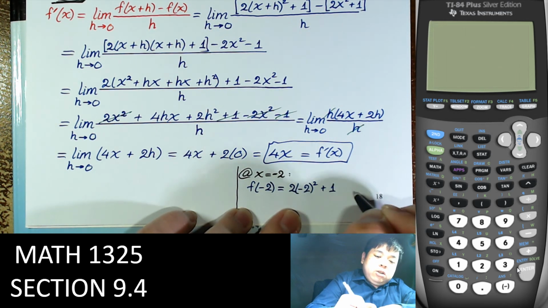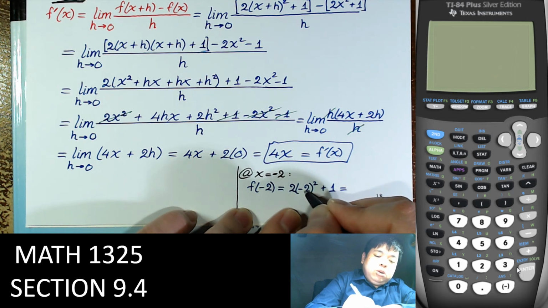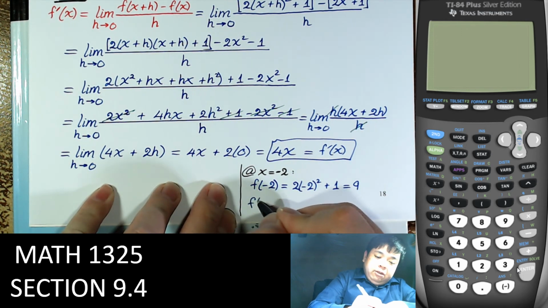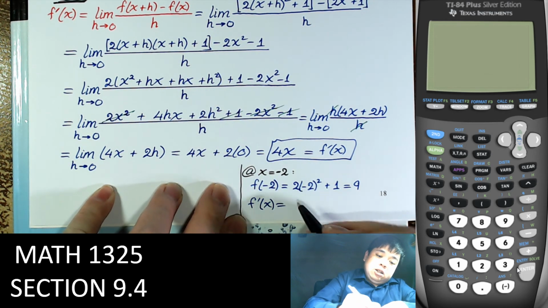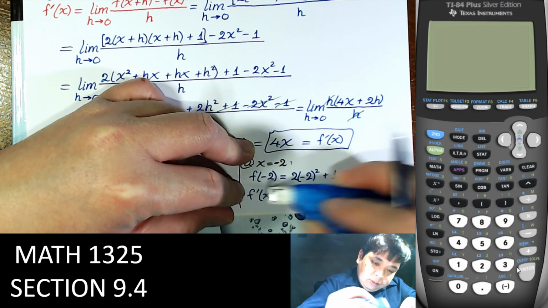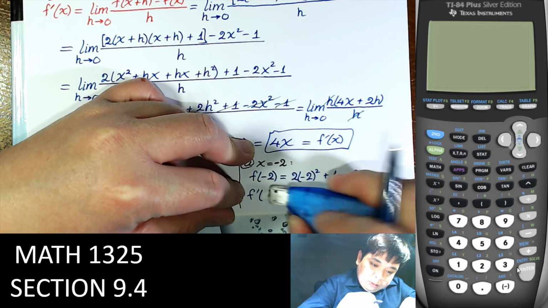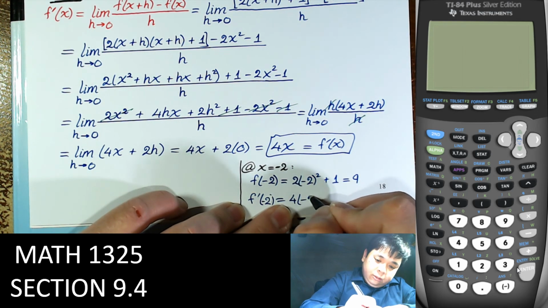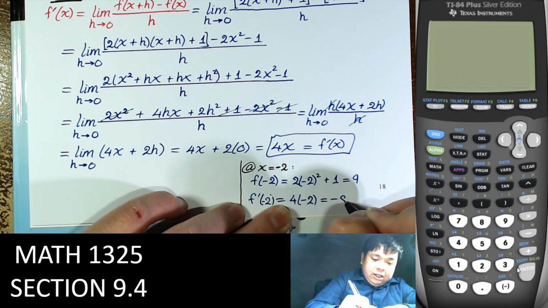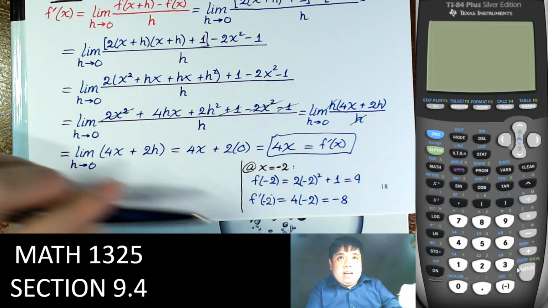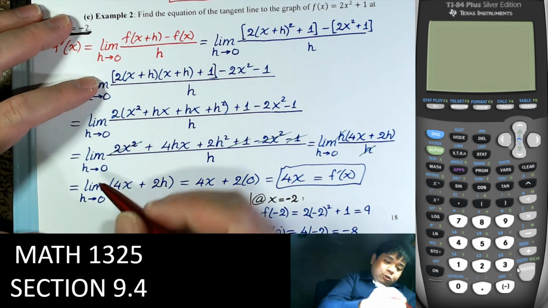I put -2 into the original function. 2 times -2 squared is 4, times 2 is 8, plus 1 is 9. And the derivative is 4x. So I'm just going to substitute -2 into x. That gives us -8. Right. So the value of the function is 9. The derivative is -8. Now let's substitute into the formula.